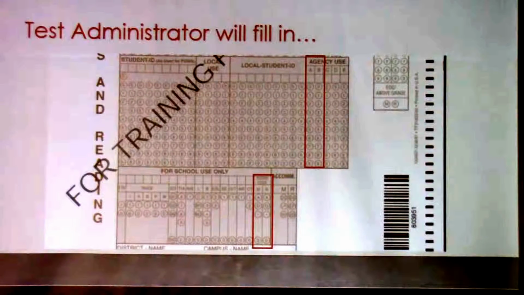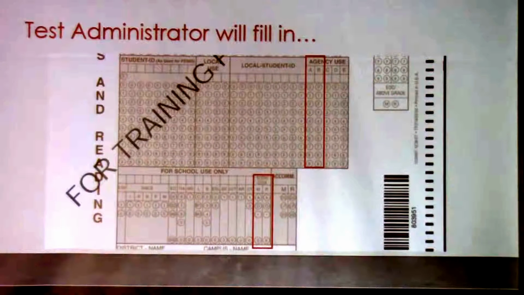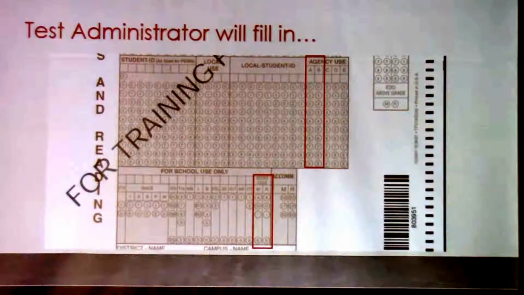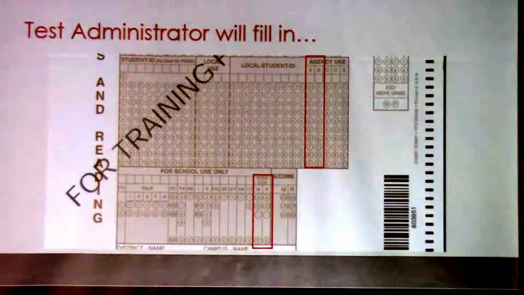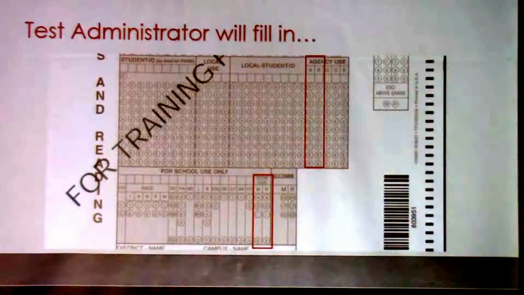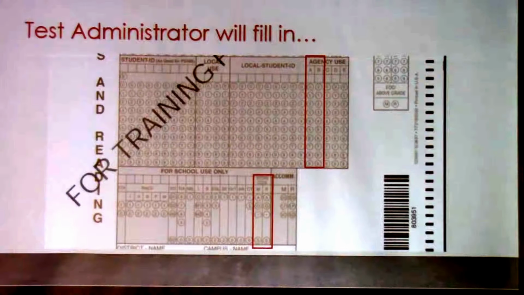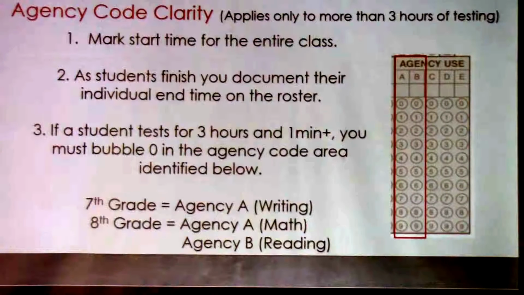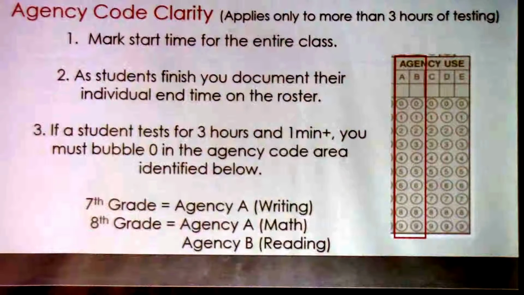Next, test administrators. This is what you will fill in. Agency codes and score codes. And I'm going to go to the next slide. It's going to blow it up really big, so you're going to be like, what is this? So, agency codes, A and B.